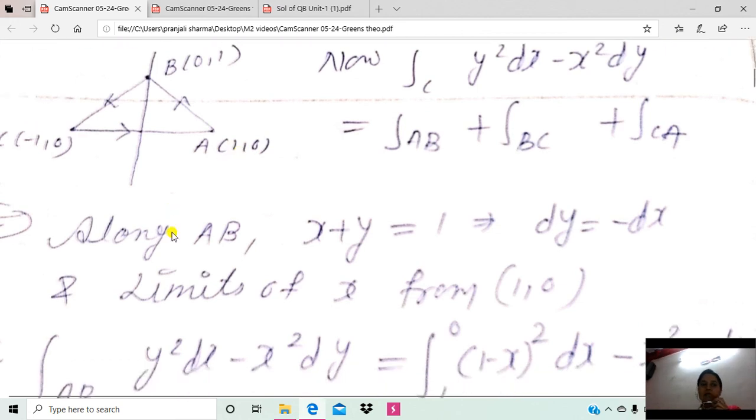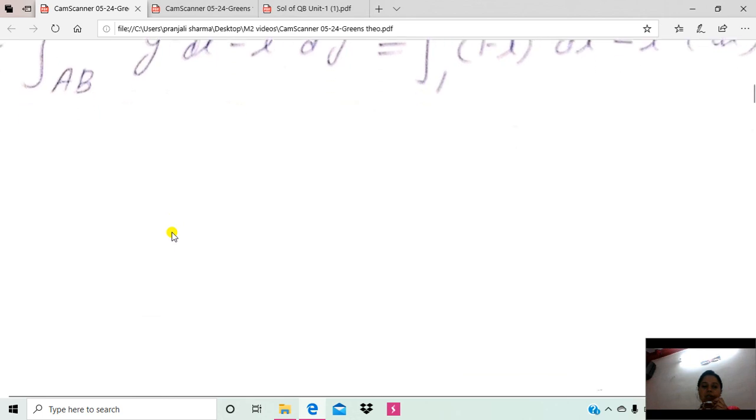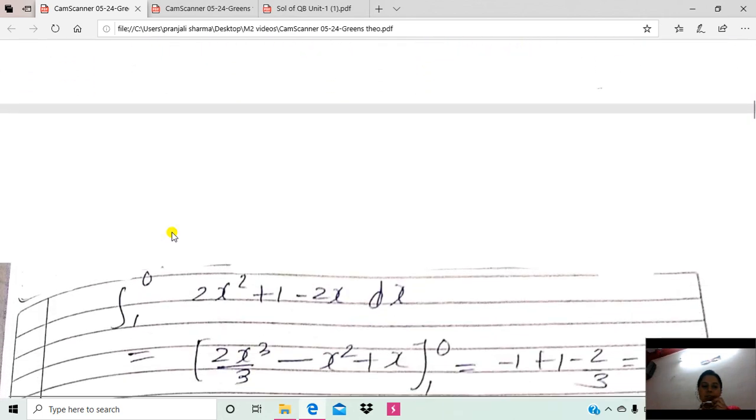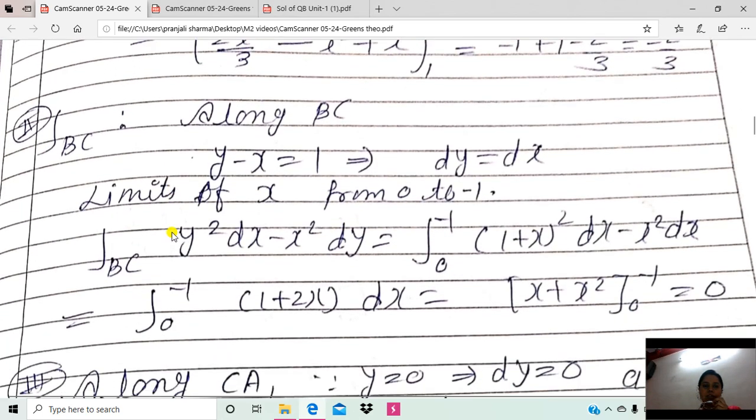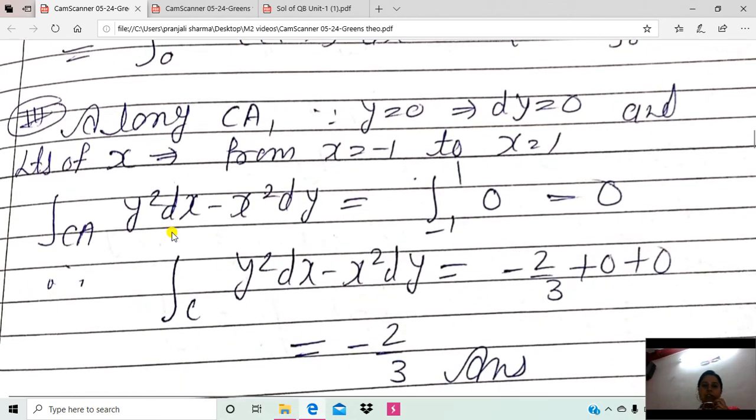So let's calculate the integration along CA. Alright, this is along BC, and now this is along CA. Here y is 0, dy is equal to 0, and the limits of x from minus 1 to plus 1. So the integration is now, in place of y we have to put 0, in place of dy we have to put 0. Therefore it is the integration of 0, and it is definite integration. And do remember that definite integration of a 0 is always 0. Therefore the third integration is 0.